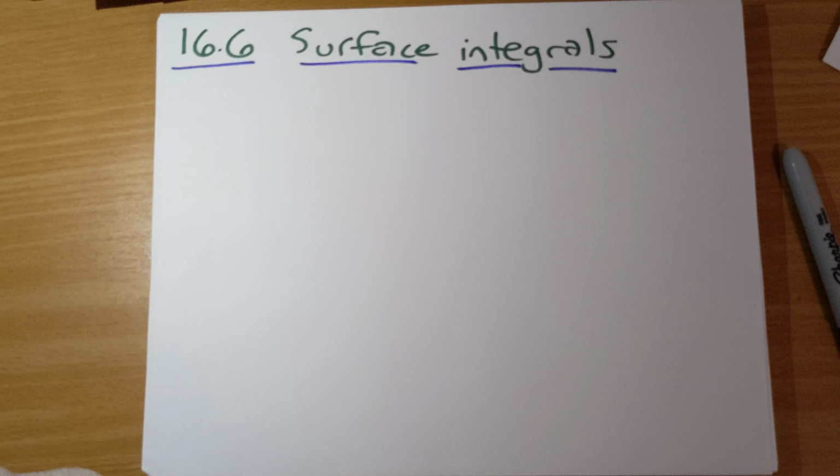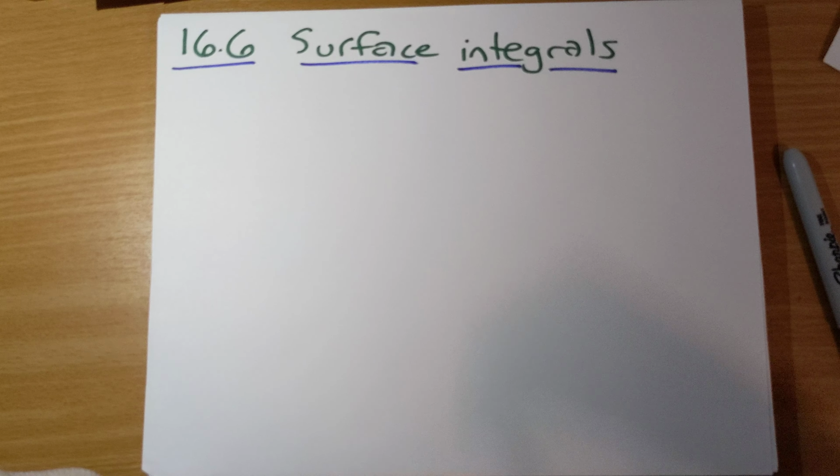Section 16.6 on surface integrals. Okay, so what happened in our previous section? What happened in section 16.5? That's a terrible marker. What happened in section 16.5? We learned about parametrizing surfaces, and we used that to find surface area.